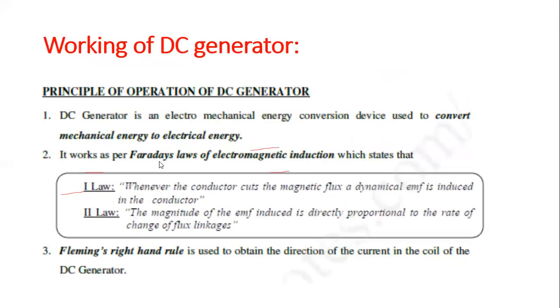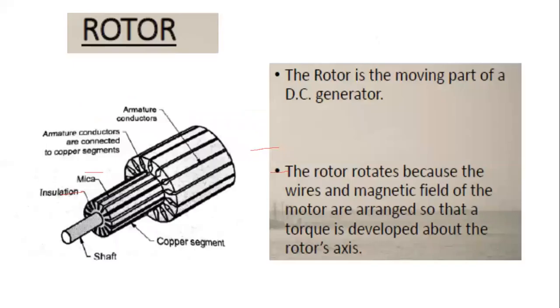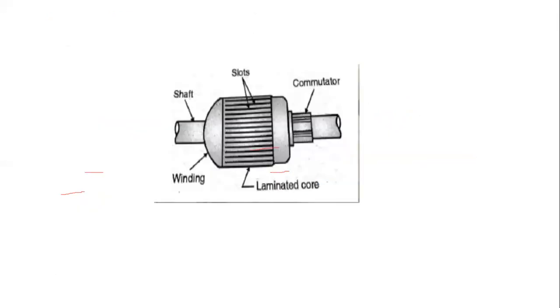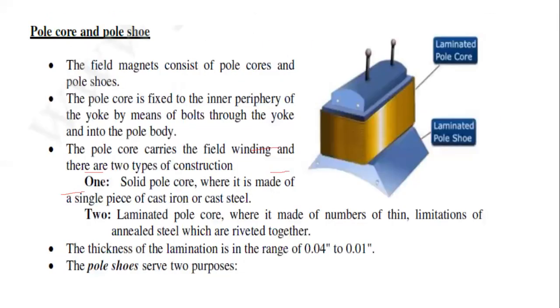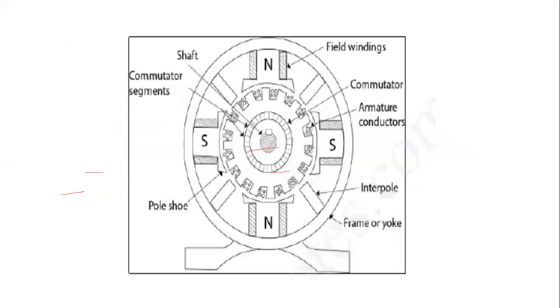These are the various constructional parts of a DC machine. Constructionally, the DC machine has the following parts. First is the yoke, next the field system, next the armature, then the commutator, the shaft, the bearings, bolts and nuts, and the brushes.